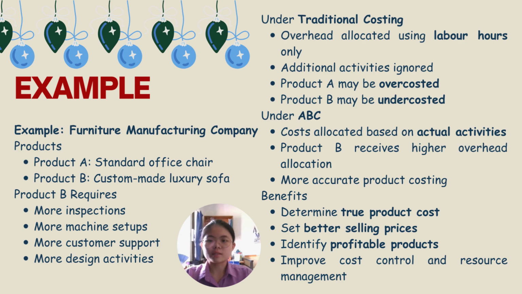However, under ABC, costs are allocated according to the actual activity consumed by each product. Therefore, the luxury sofa receives a higher overhead allocation because it uses more resources and activity. This allows the company to determine the true product cost, set more appropriate selling prices, identify the more profitable products, and improve cost control and resource management.